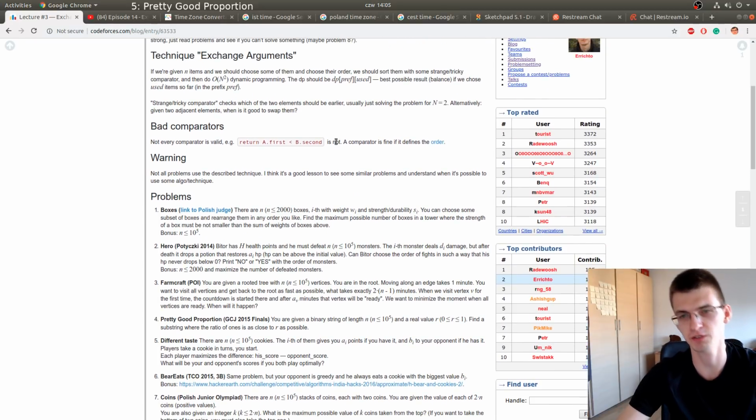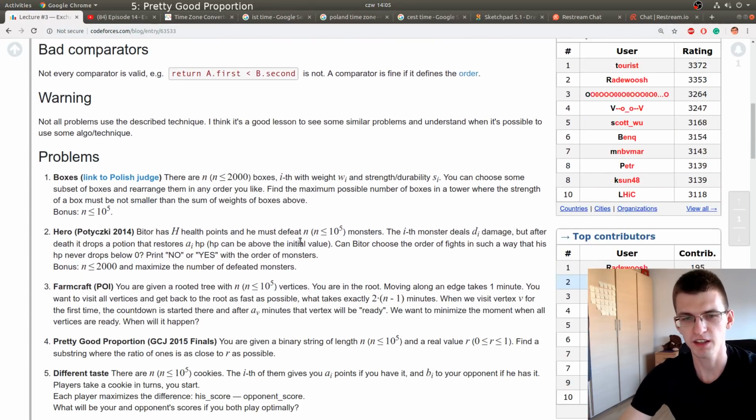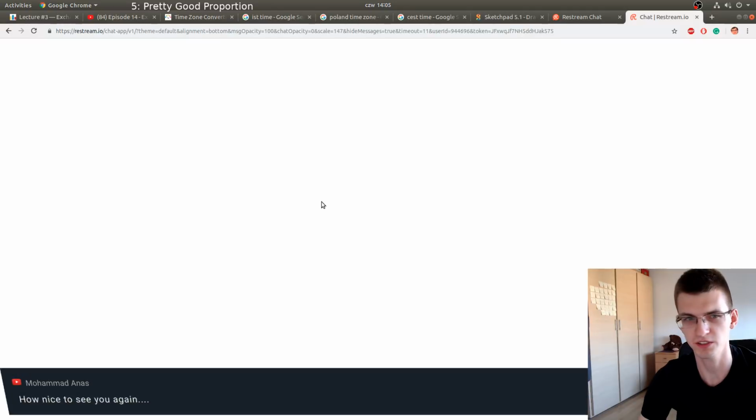And let's see how it works with an example. The problem is boxes. There are n boxes, each with some weight and strength or durability. You can choose some subset of boxes and rearrange them in any order you like. Find the maximum possible number of boxes in a tower where the strength of a box must be not smaller than the sum of weights of boxes above.